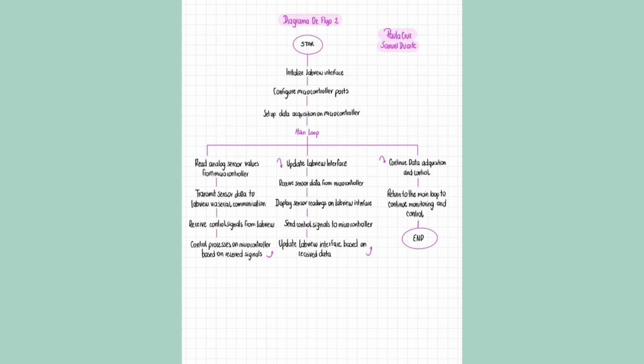control signals from LabVIEW, control processes on microcontroller based on received signals, update LabVIEW interface, receive sensor data from microcontroller, display sensor readings on LabVIEW interface, send control signals to microcontroller, update LabVIEW interface based on received data, continue data acquisition and control, return to main loop to continue monitoring and control, and finish the code.